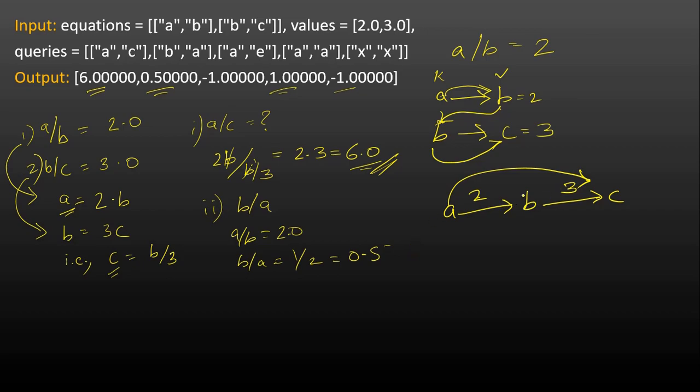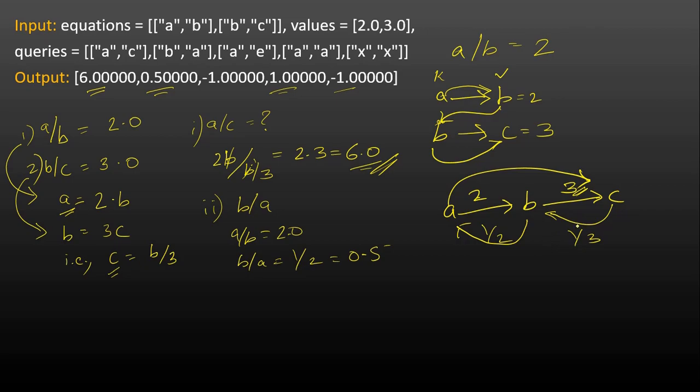Now what if I want to find b by a? In that case I need to create one more path from b to a, and the value will be nothing but the reciprocal of this number, which is 1 by 2. Similarly, C to B will be 1 by 3. So if I have the value of B to C, I can very well find the value from C to B, which will be the reciprocal of that, which is 1 by 3.